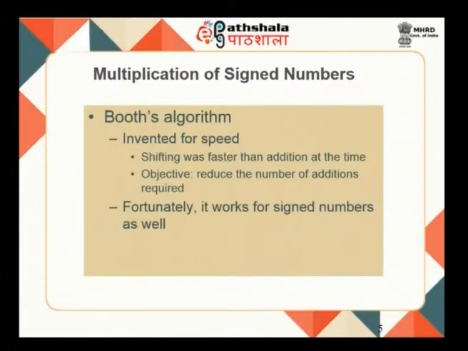The idea here is that Booth's algorithm was basically invented for speed, because earlier it was assumed that shifting was faster than addition at that time, and the other objective was to reduce the number of additions required. And fortunately, the main advantage of Booth's algorithm is that it worked for signed numbers as well. Earlier what we decided was, when you have multiplication of negative numbers, you have to look at them as positive numbers, multiply them as usual, and then treat the sign bit separately. Now, Booth's algorithm gives you a uniform method of handling positive as well as negative numbers.